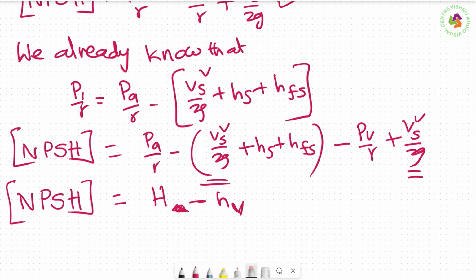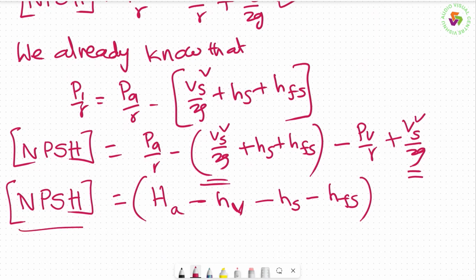This is vapor pressure head minus HS minus HFS. So NPSH is equal to atmospheric pressure head minus vapor pressure head minus suction head minus friction loss in the suction pipe. This is used only to understand what the suction lift is, and that's what the industry will use for that.